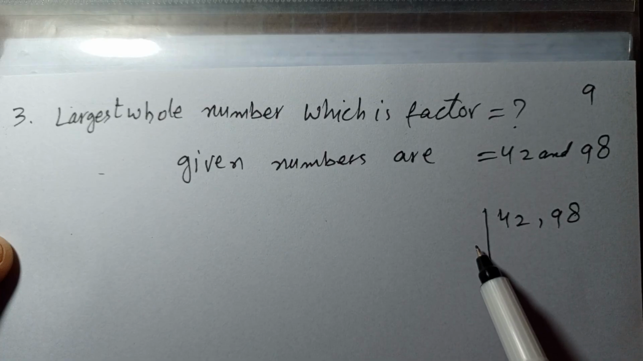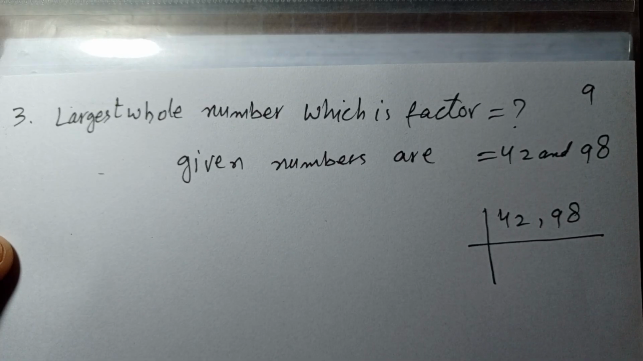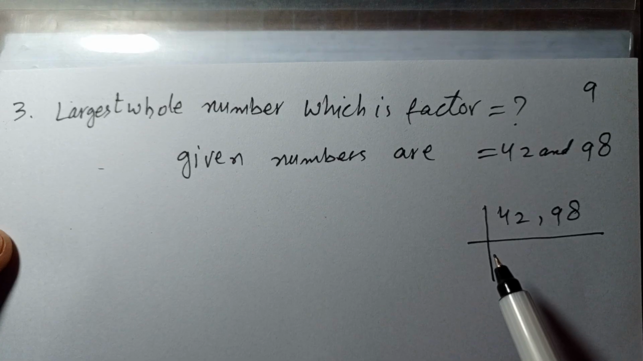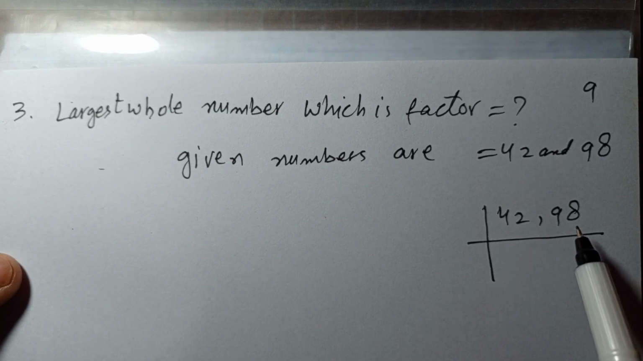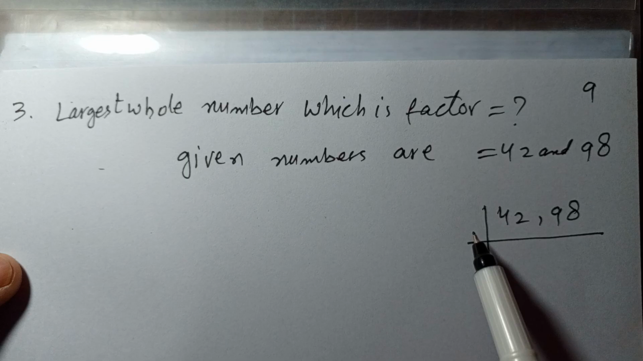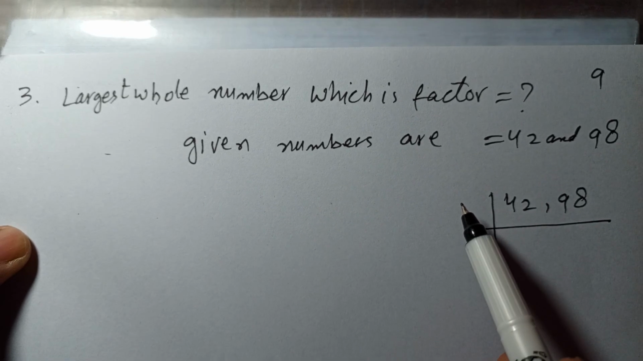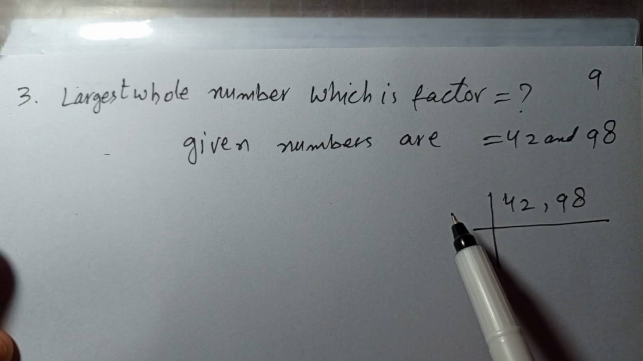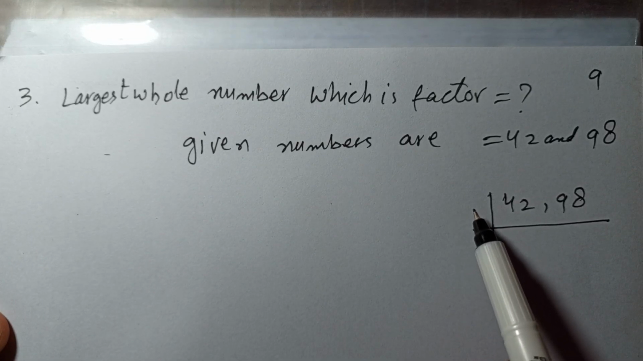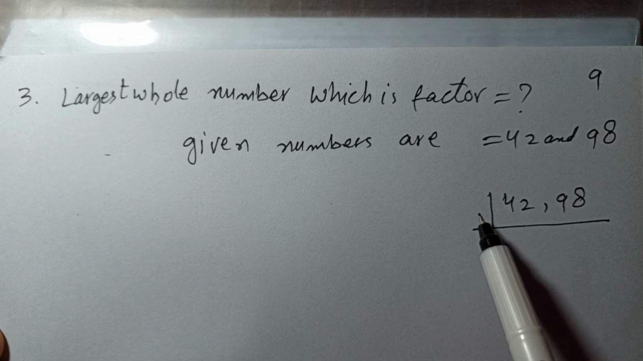You will write both the numbers like this, and then you will choose a prime number which can divide both of these. That prime number should be common for those. So you know that for finding HCF we take only common numbers. We will not take a number that is not common. So you will divide by any common prime number. Prime numbers are 2, 3, 5, 7, such numbers which are not divisible by any other number.